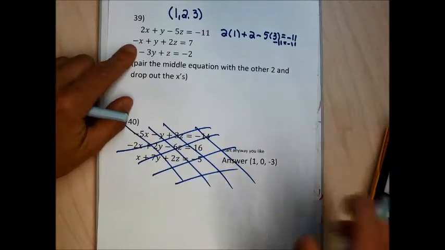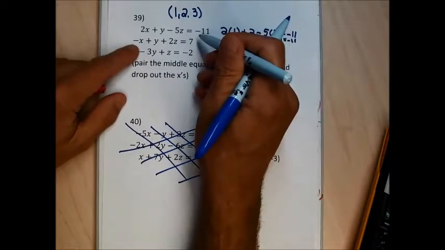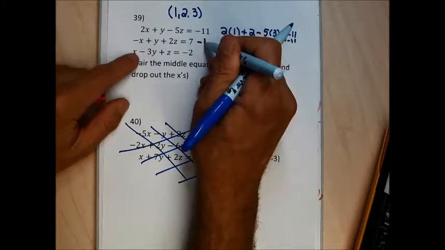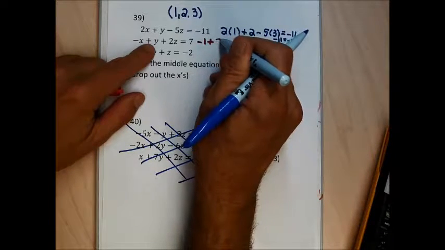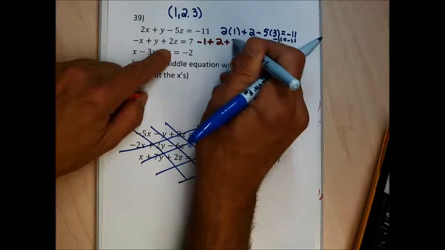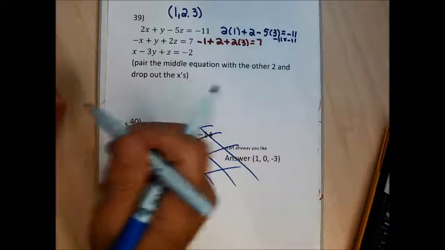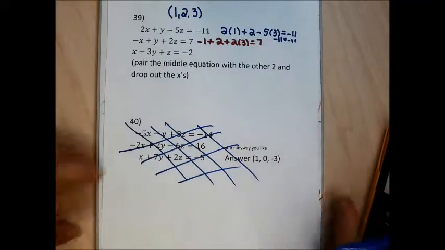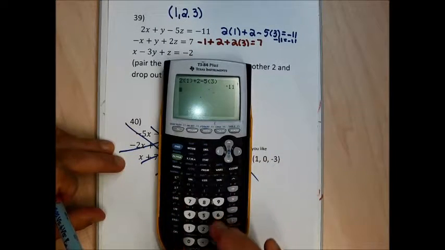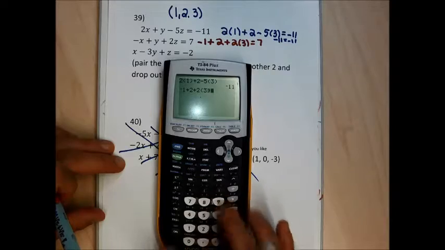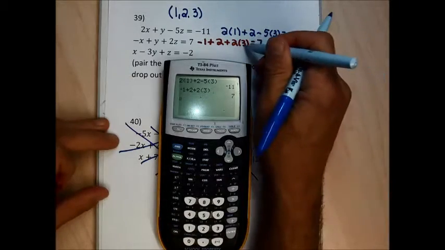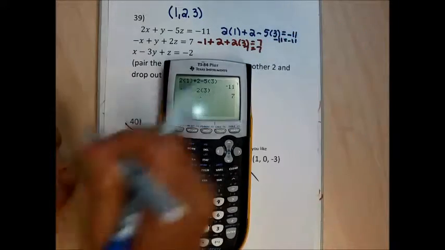Move on to the bottom equation and check. I'm going to go negative and then an x for 1 plus and then a y for 2 plus 2z, which is 2 times 3, and that's supposed to equal 7. I just wrote it in red to separate it from the line above it. And now checking negative 1 plus 2 parentheses 3 and that gives me 7 equal to 7, so it checks in the second equation.